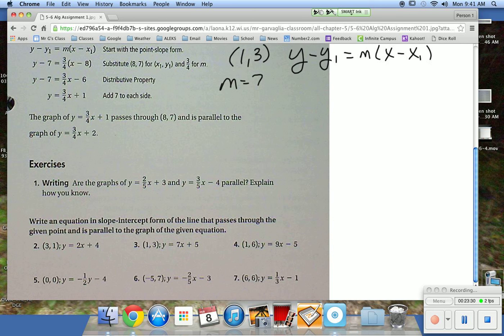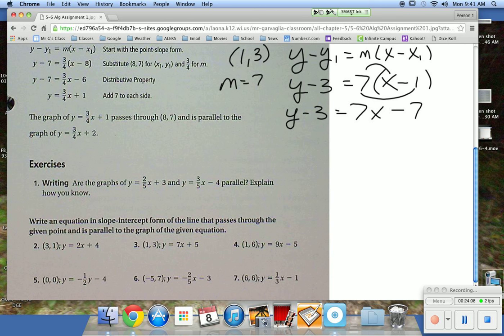JD, what goes in for my y1? 3. Y minus 3. What goes in for my slope? Libby? 7. Jessa, what goes in for my x1? 1. Y minus 3 equals what? Ethan? 7x minus 7.